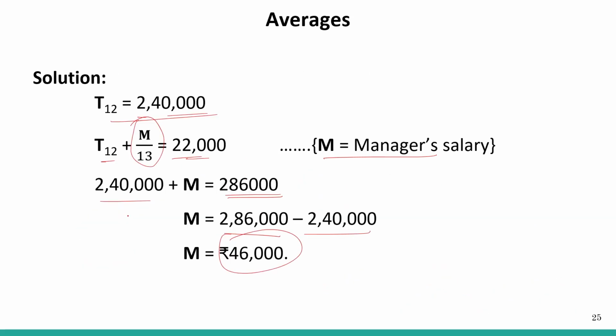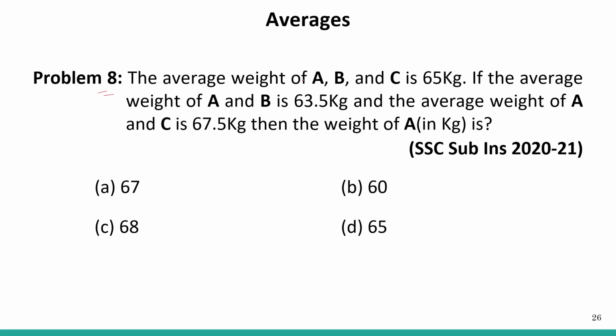So let's see the next problem, that is problem number 8. The average weight of A, B and C is 56 kg. So A plus B plus C is equal to 65 into 3, right? The average weight of A and B is such that A plus B is equal to 63.5 into 2, and A plus C is given as 67.5 into 2. So this will be 127 and this will be 135, right? So this is what is given to us.